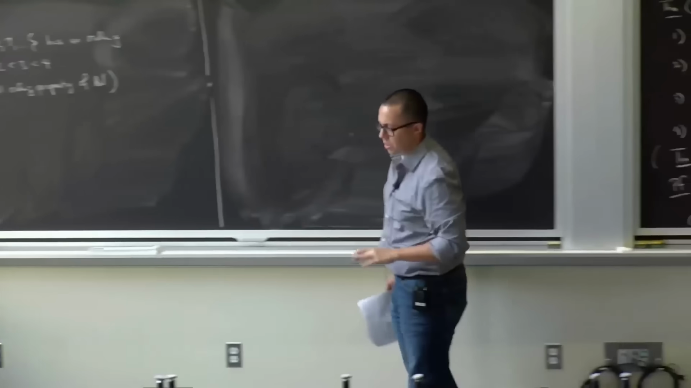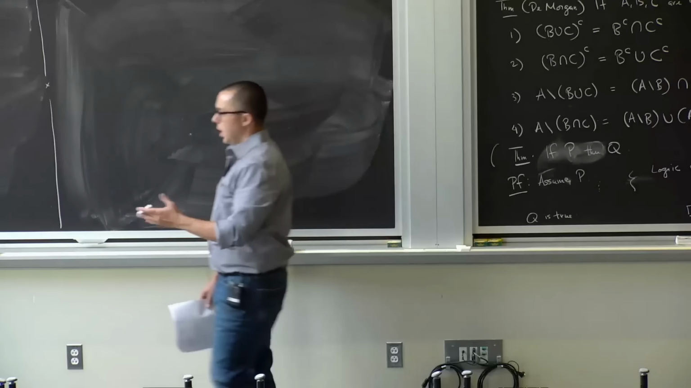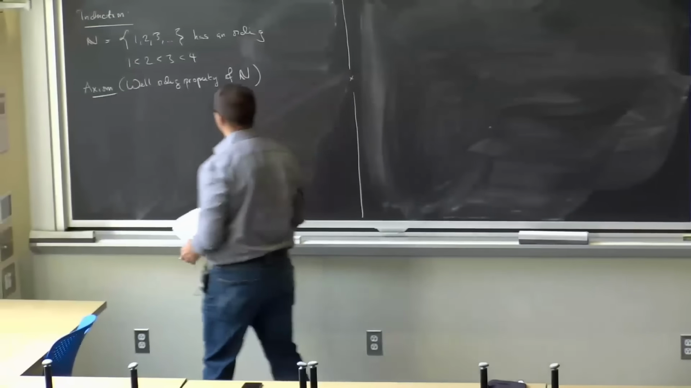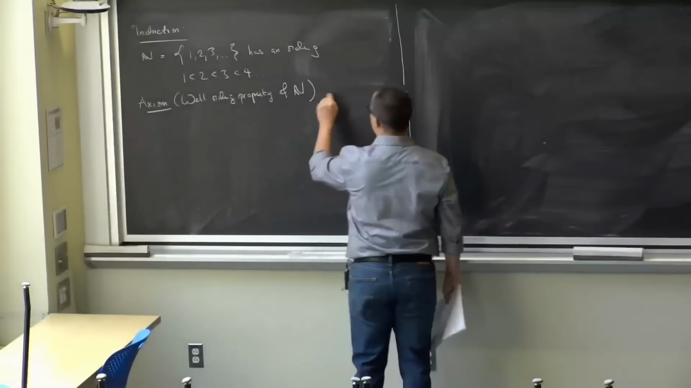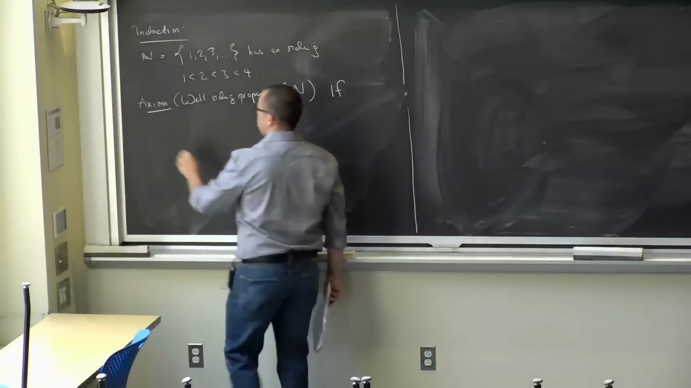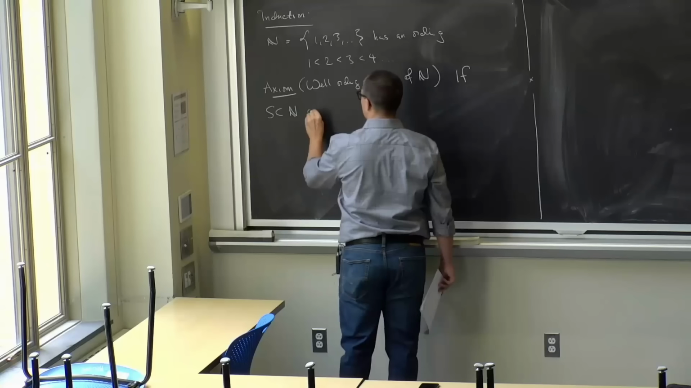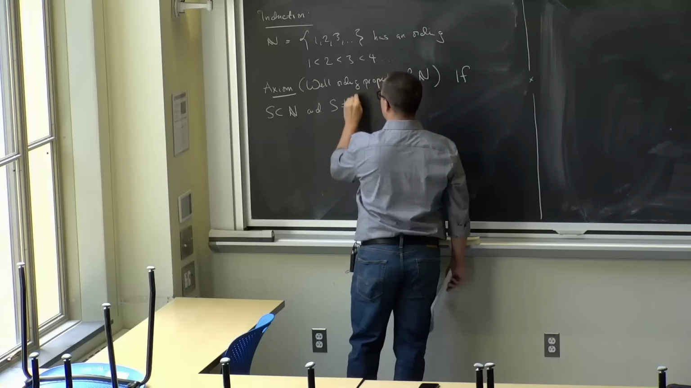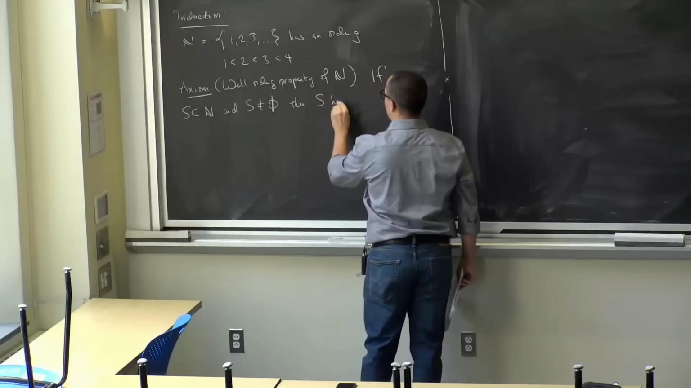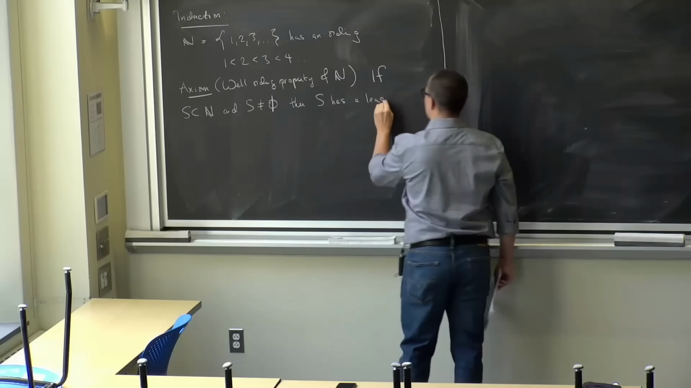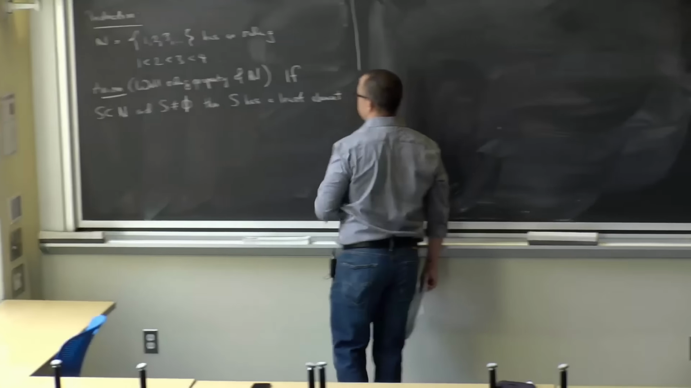So an axiom is not something you prove. You assume this about the objects that you've defined or are studying up to this point. And so the statement is, if I take a subset S of the natural numbers, which is non-empty, then S has a least element or smallest element.